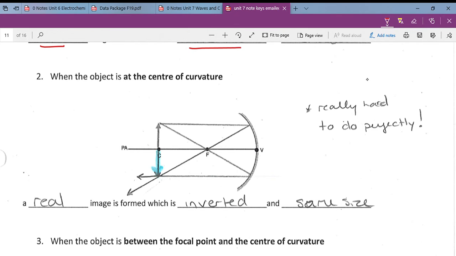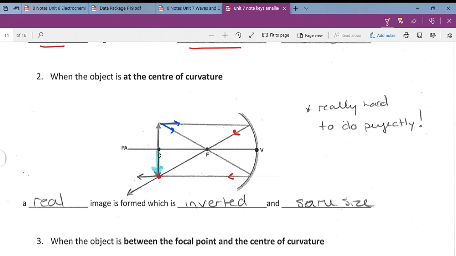But what it is that now we're going to move our object into the center of curvature. And when your object is at the center of curvature, you're going to follow the same process. So we are going to have one incident ray go parallel to the principal axis, one go through the focal point. Then wherever they hit the mirror, you're going to have your reflected ray. So you're going to have your incident ray that's parallel come out through the focal point, and you're going to have the one that went through the focal point come out parallel. And where they meet is where your image is going to be.